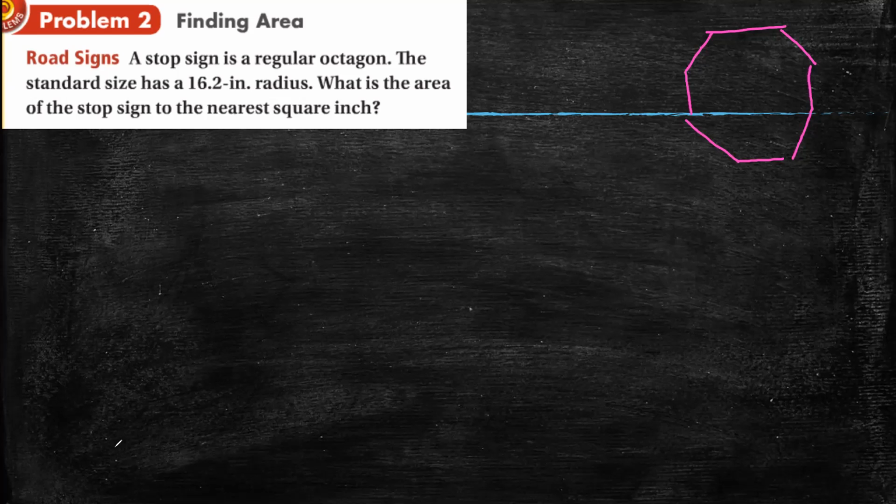So he told me that every time, the radius of the stop sign, this is the radius, as I told you before, is a line segment between the center of the polygon and one vertex of it. So this is the radius, which is 16.2. What is the area of the stop sign to the nearest square inch? I need now to find the area.